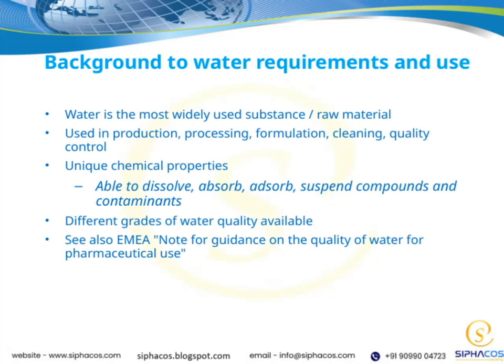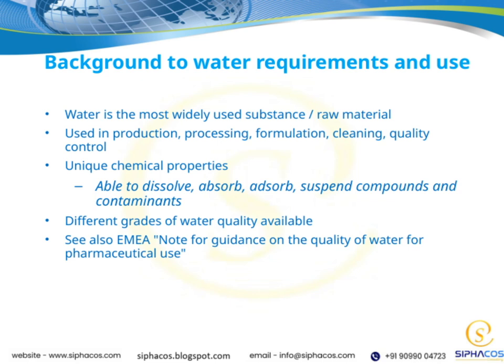Water is the most widely used substance and raw material in many industries. It plays a crucial role in various stages such as production, processing, formulation, cleaning, and quality control. Its unique chemical properties make it especially important. For example, water can dissolve, absorb, adsorb, and suspend a wide range of compounds and contaminants, which is essential in maintaining product quality and safety.